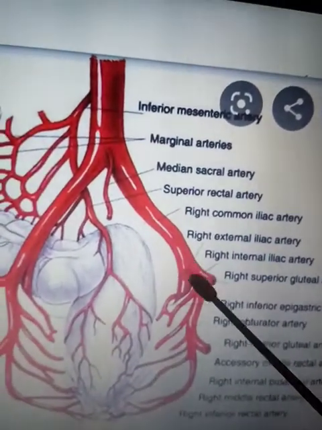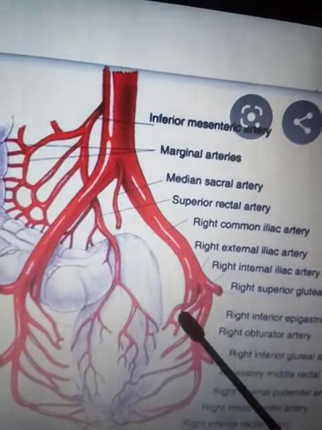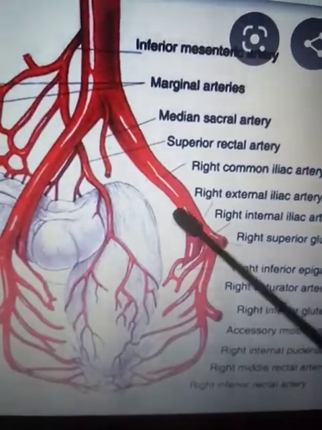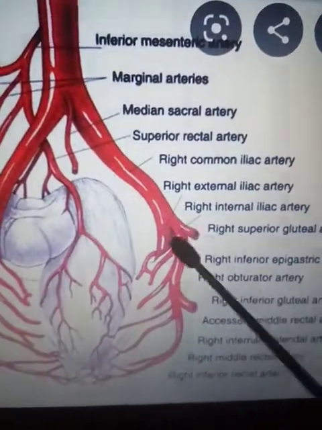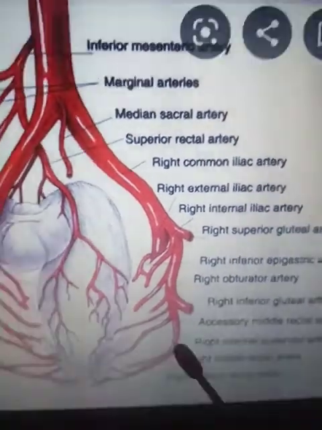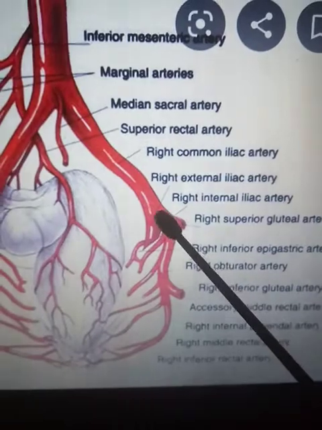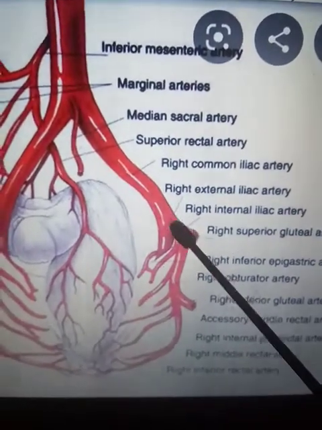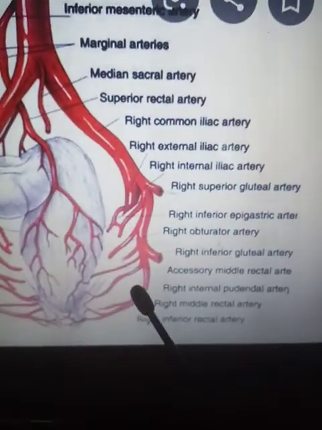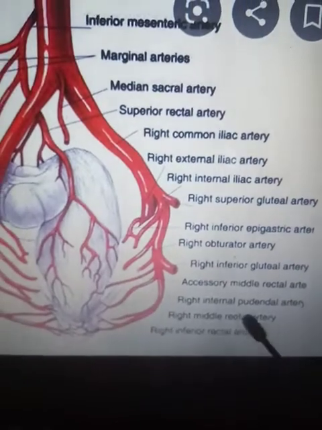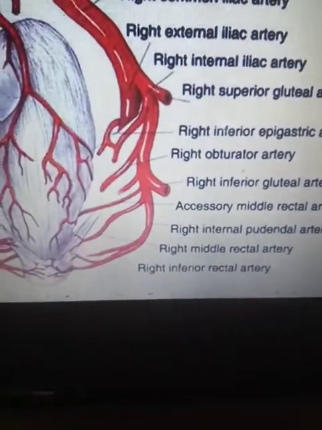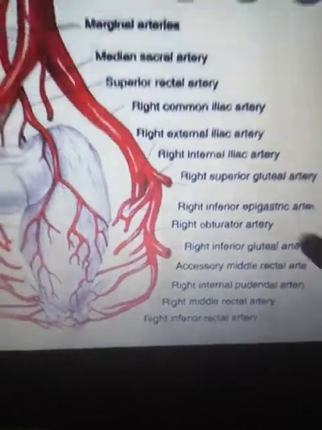Each common iliac gives off the external iliac and the internal iliac. See, this is the right external iliac and this is the right internal iliac. From this internal iliac comes the middle rectal artery.